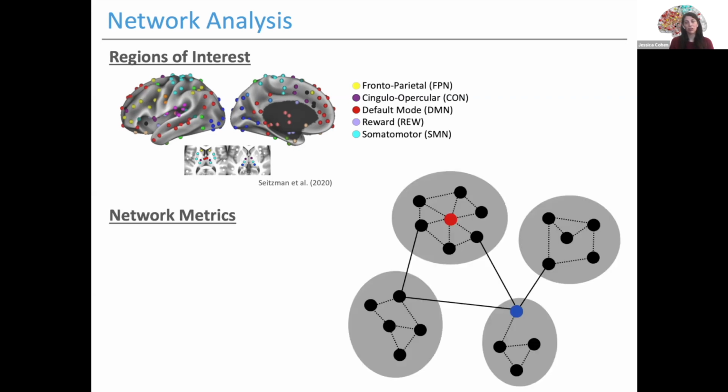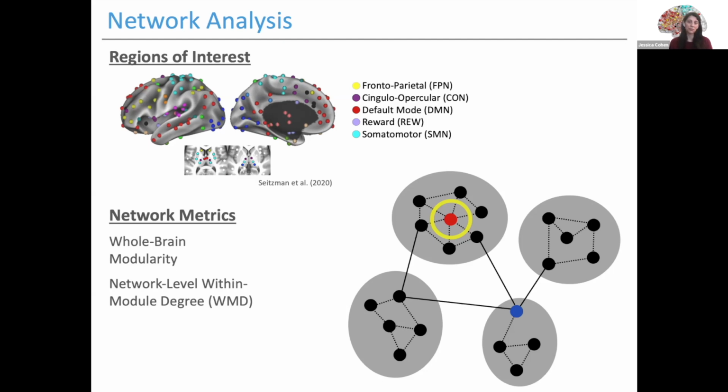We calculated 3 different metrics to assess network topology. First, we calculated modularity, which is a whole brain measure that assesses the overall segregation of the brain into distinct modules or networks, which are depicted by these gray ovals. We also calculated within module degree, a nodal measure that characterizes the strength of within network connectivity of a node. So this red node circled in yellow, for example, has high within module degree. We averaged across all nodes within a network to get network level averages of within module degree, and this assessed within network coherence.